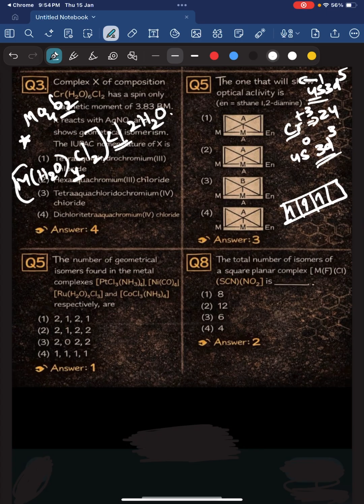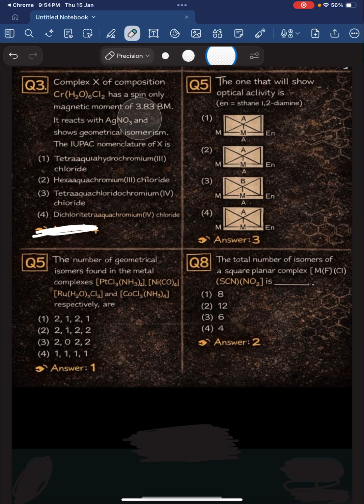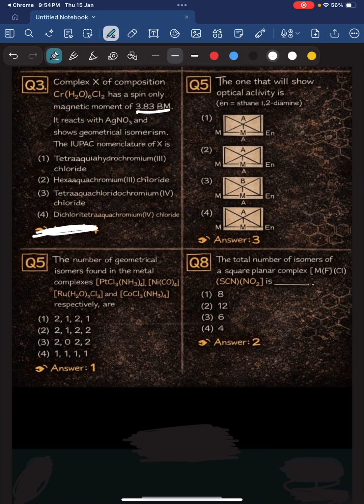So the answer is the first option only, correct. Tetraaqua dichlorido chromium(III) chloride. So that's the answer for this, students. Here a wrong answer is given. Hope it is clear. So we discussed just 3 cases. First, the magnetic value based on the number of unpaired electrons and oxidation state. Second is whether it makes AgCl or not, that means outside Cl is present. Third case, which form of this complex has geometrical isomerism. So the answer is this option.